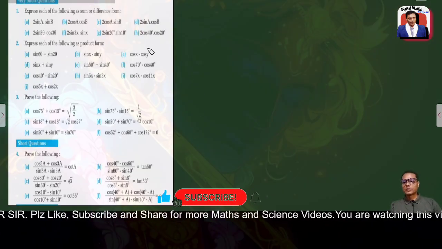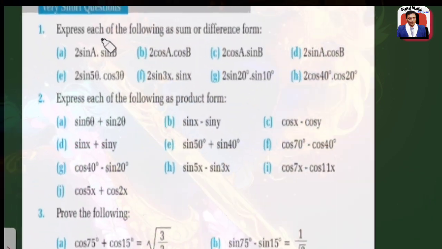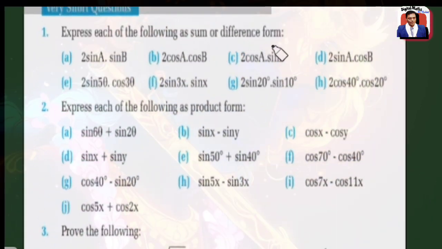So we are going to do some questions from question number 1. Express each of the following as sum or difference form. See, in number 1, we can just apply the formula. So here A number: 2 sin A dot sin B, B number: 2 cos A dot sin B. So let's do one question. Let's do the question number E.